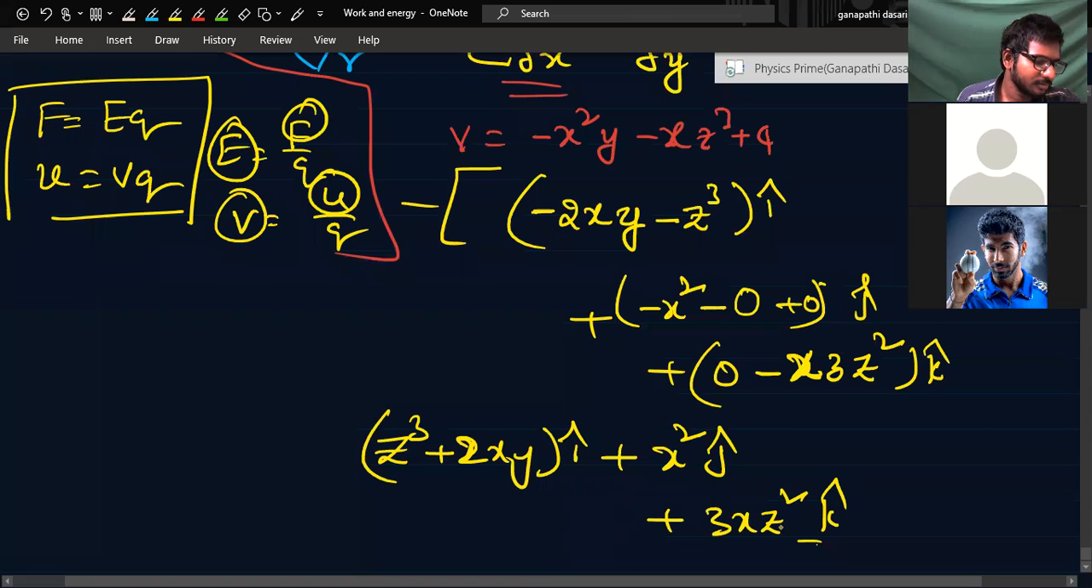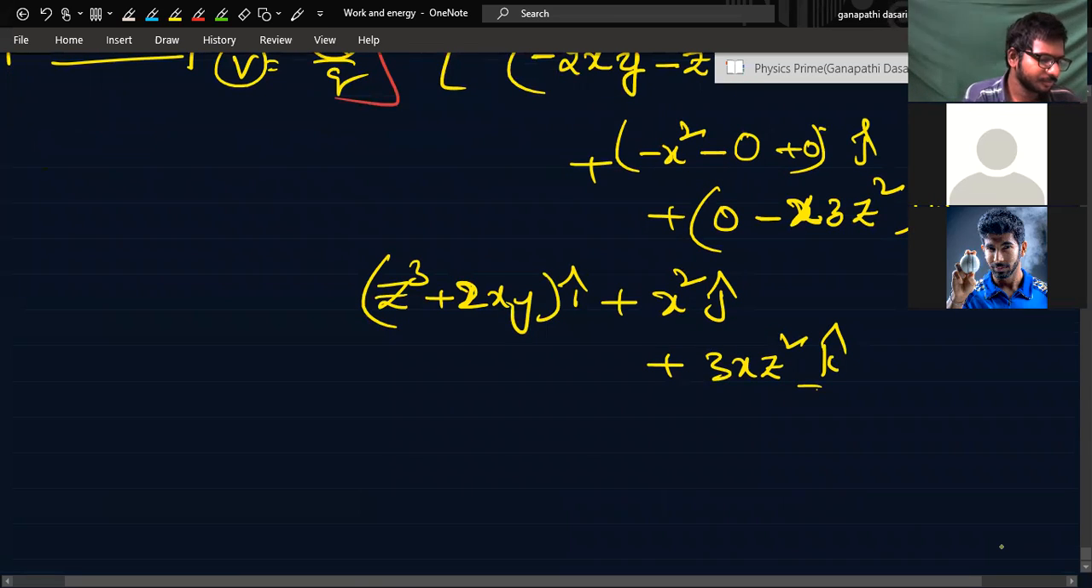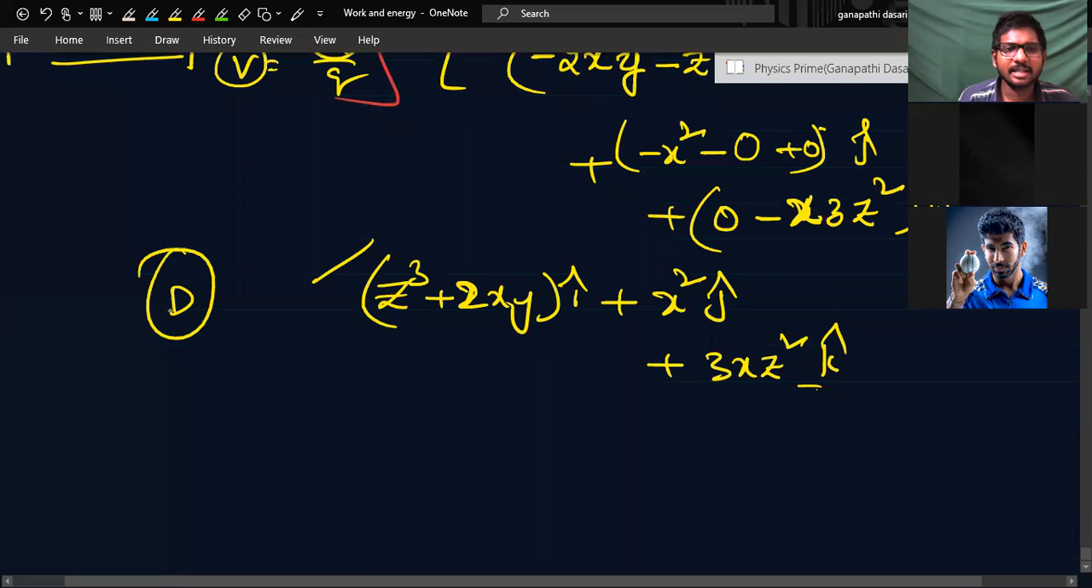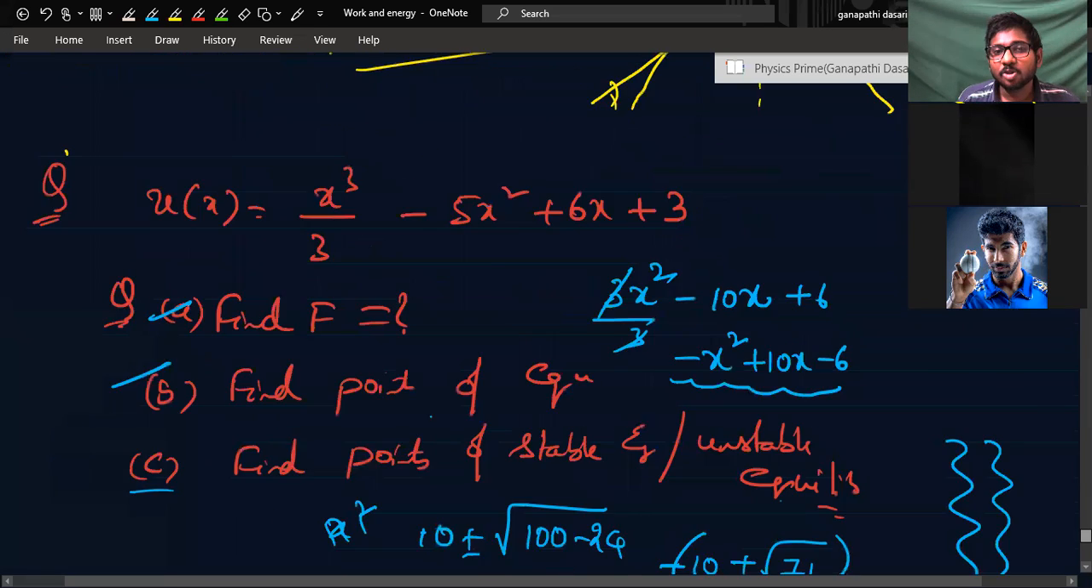In the options, what is the option here? Option D. So the answer to the 41st question, option D, is the correct answer. You got it?